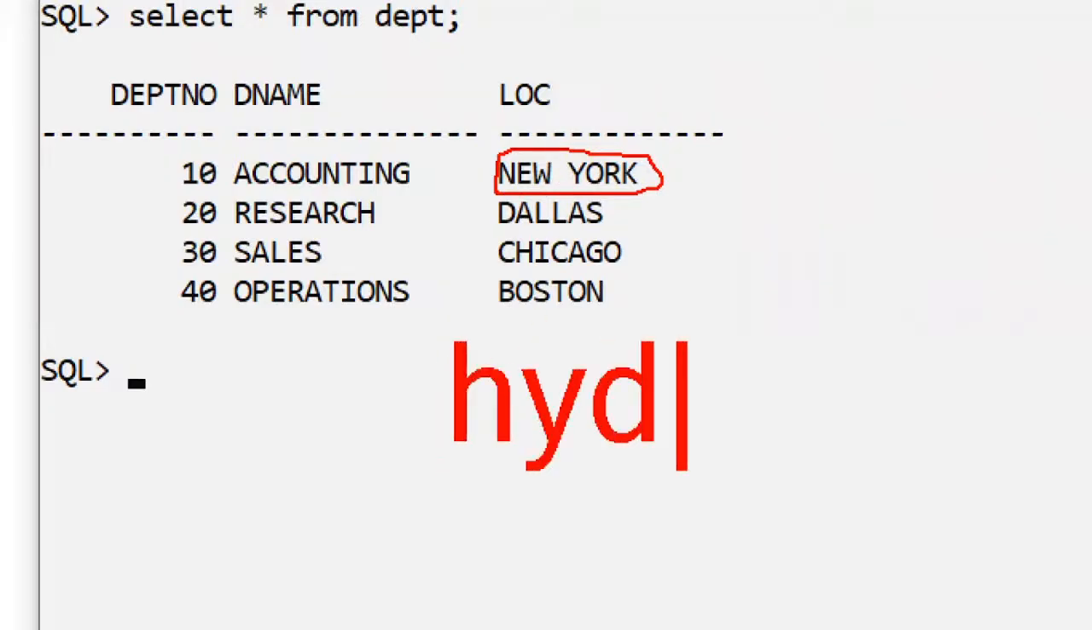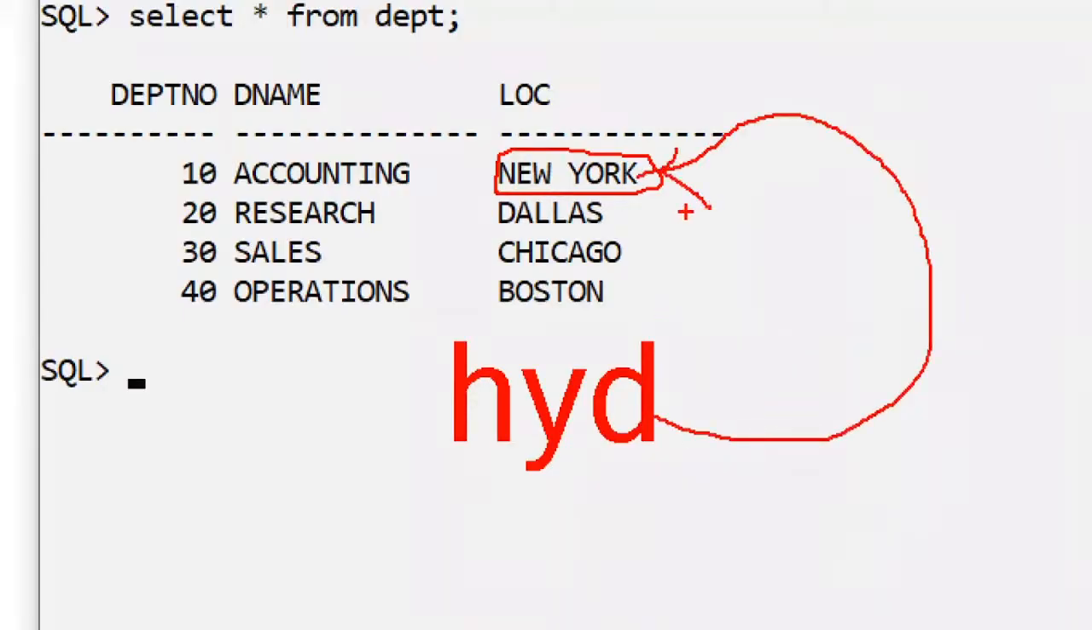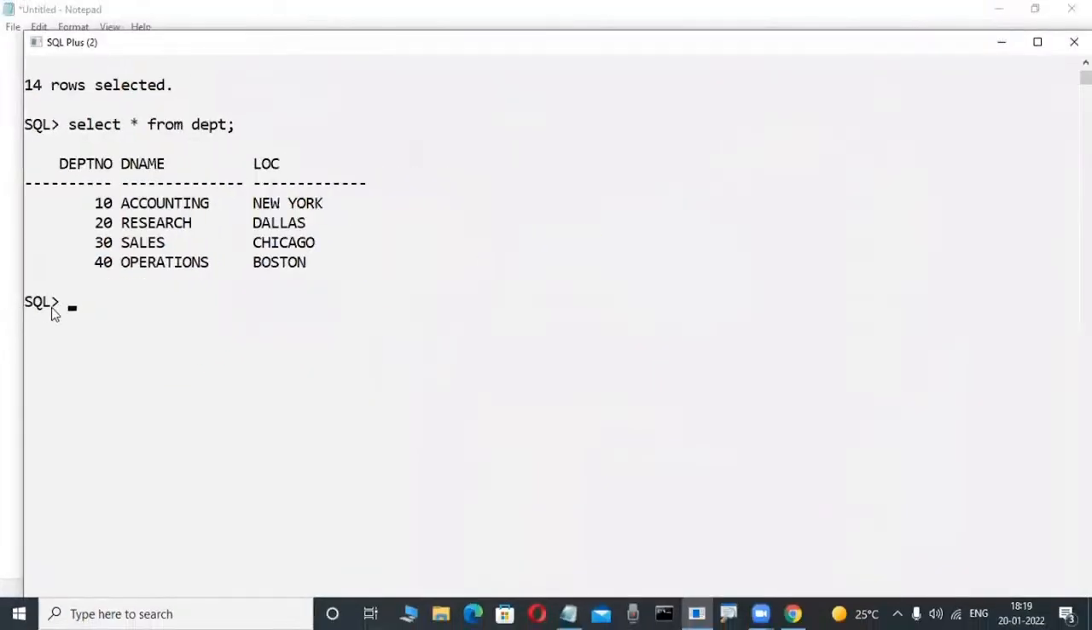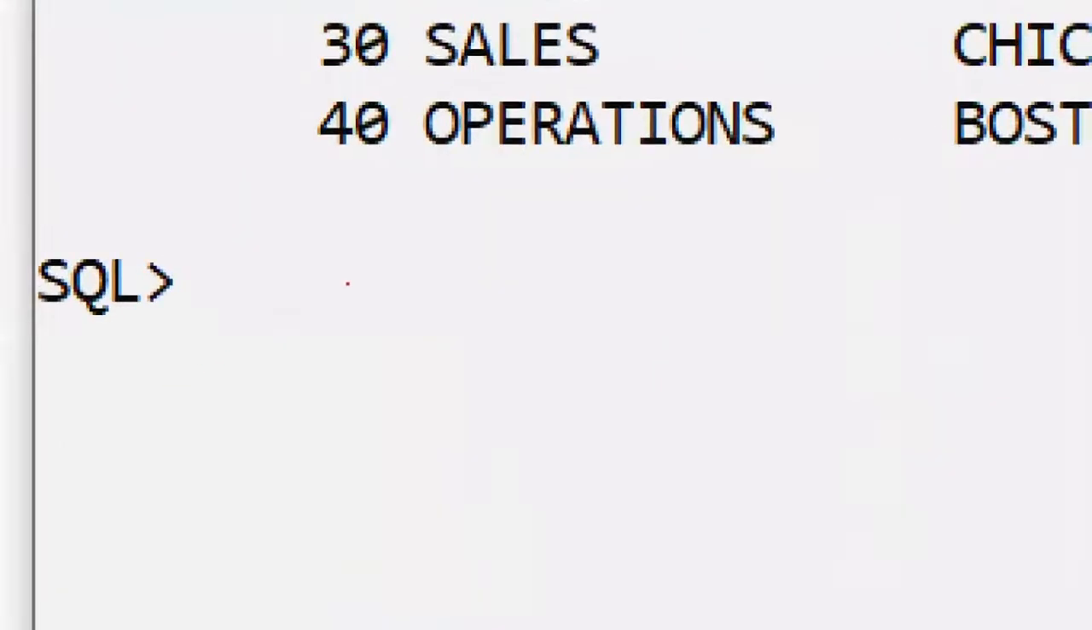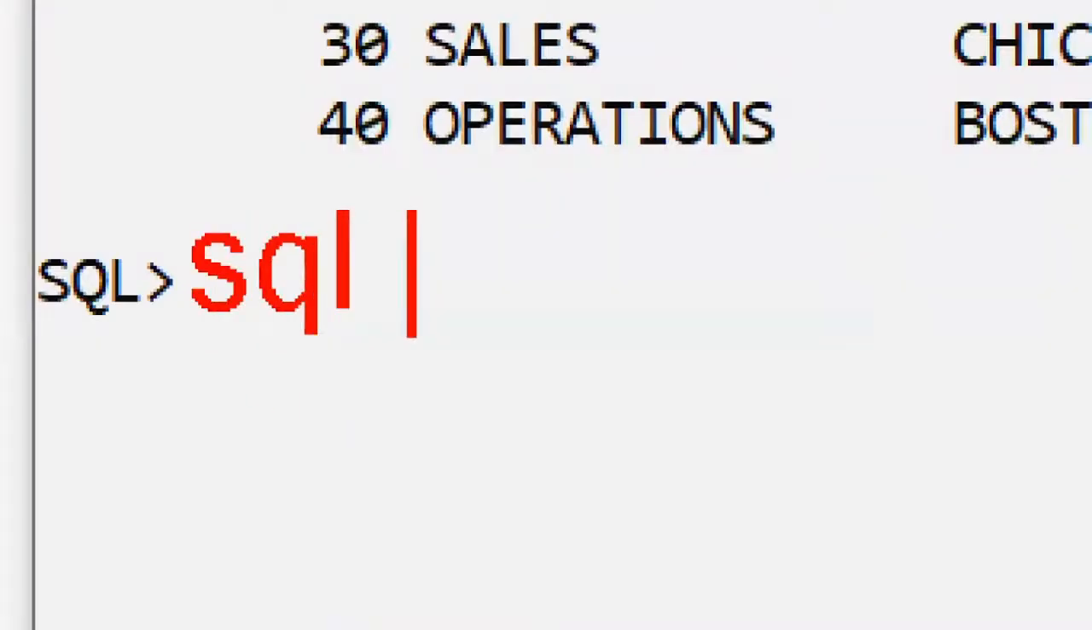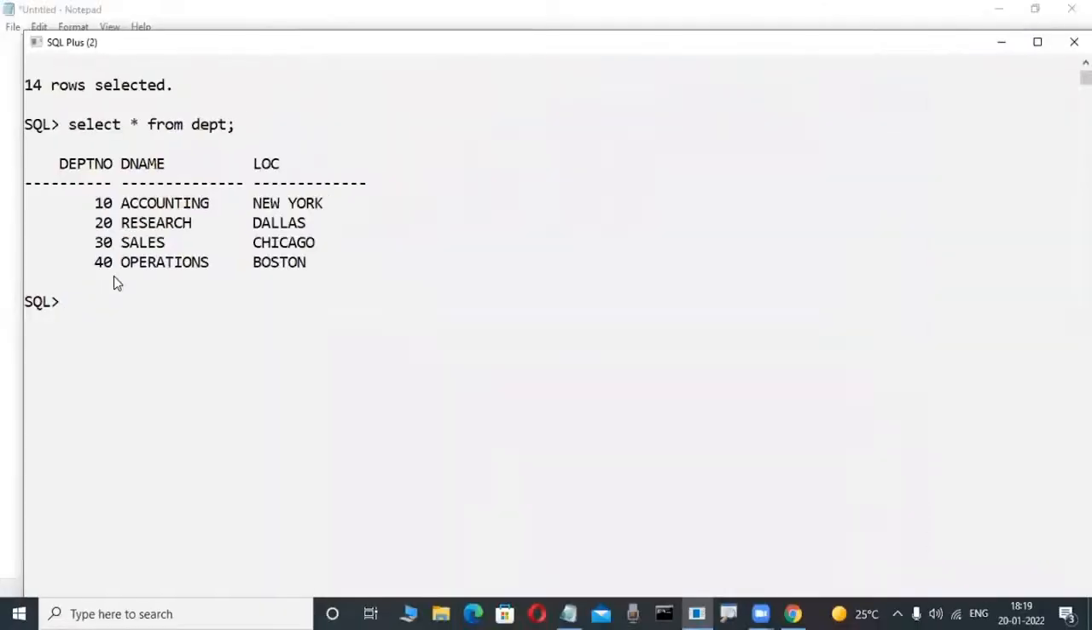Suppose I want to change this New York location into Hyderabad in this relational database. How can I do it? Just at the SQL prompt, using the SQL language. SQL is a very easy language. How, I will tell you. Now the SQL language is there.